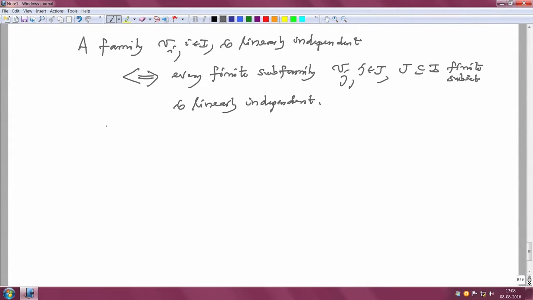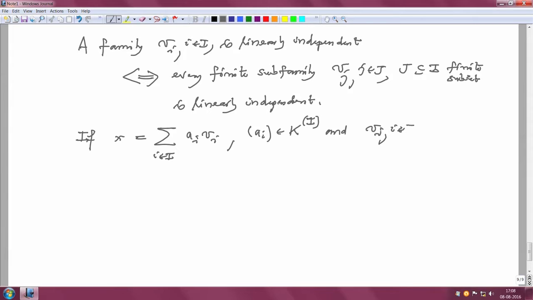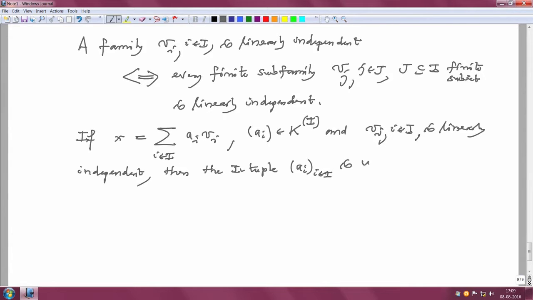So now going back to the earlier remark, if x is a linear combination of ai Vi, i in I, with ai in k to the power (I), and the family Vi is linearly independent, then the tuple ai is uniquely determined by x.